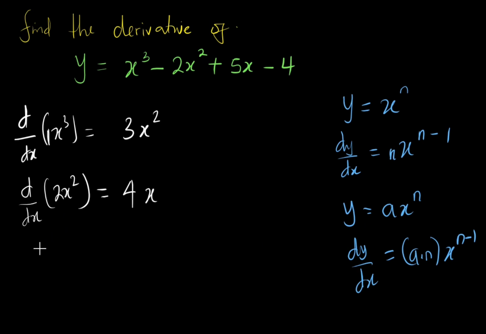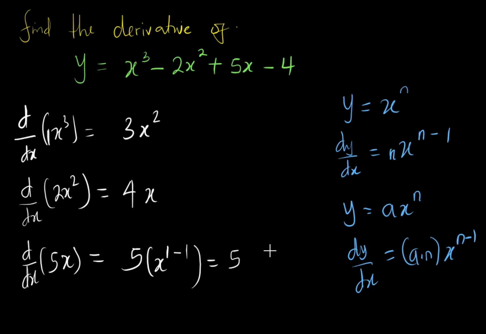The third term is 5x. So we have d/dx of 5x, which gives 5, because the power here is 1, and 1 times 5 is 5. Then we have x, with the natural power 1, and we subtract 1 from it. So 1 minus 1 is 0, and any number raised to the power of 0 is always 1. So 5 times 1 gives 5. So this gives us 5.